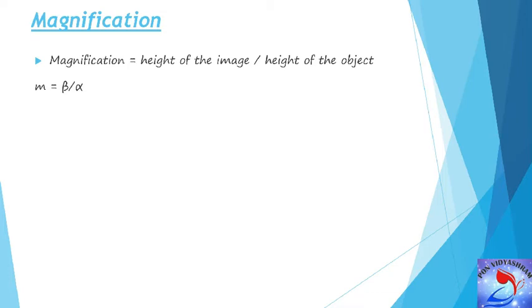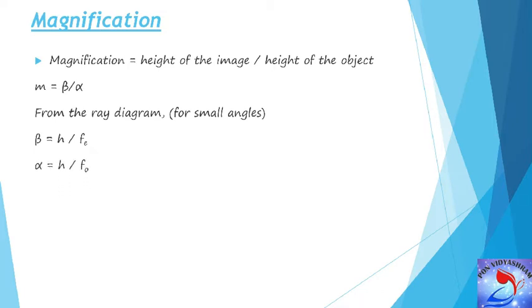Again, for small angles, beta will be equal to h by Fe and alpha will be equal to h by Fo. Fo and Fe are nothing but the focal lengths of the objective and the eyepiece. Now if I divide both, we get h by Fe divided by h by Fo, so your magnification will be Fo by Fe. And if I want to find the tube length, the total length of the tube here, it is going to be Fe plus Fo. So this is the magnification in the case of a refracting telescope.